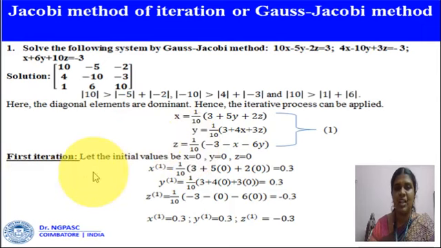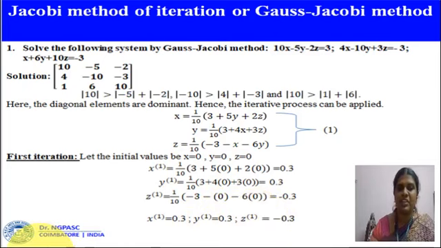Now starting with the iteration, have your first iteration. Here the initial values are x is equal to 0, y is equal to 0 and z is equal to 0. Substitute in equation 1. So you can substitute all the values simultaneously. After substituting, you get the x value as 0.3, y value as 0.3 and z value as minus 0.3.